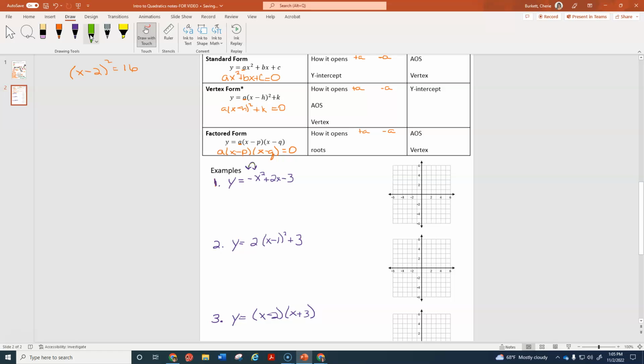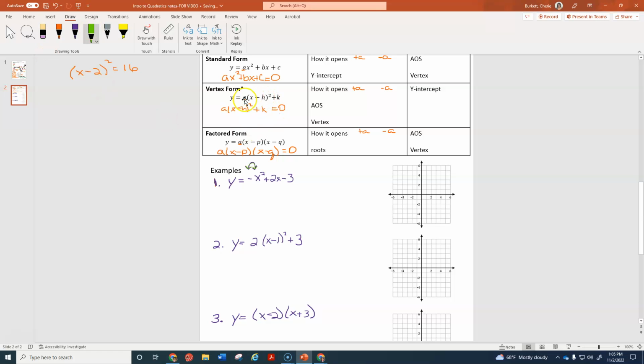You can write it out in words. You can say the parabola opens down. You can say the A is negative, so it opens down. You can draw me a picture. Just depending on how I ask you would depend on how you answer. But here, drawing a picture is fine.